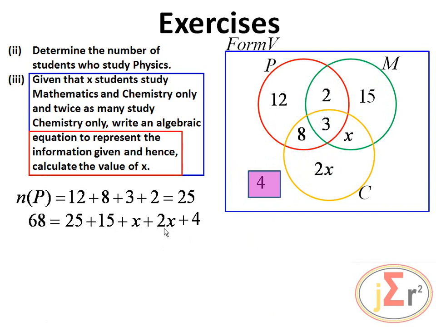We have 4 students that are not in the union of the 3 sets, but they are also in the universal set. They are also included in the 68, and they take up their position on the right hand side of the equation also.